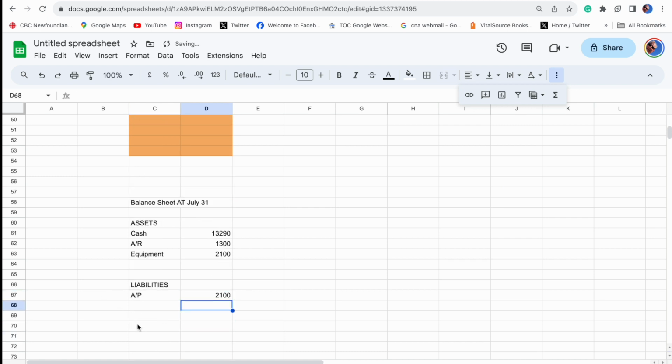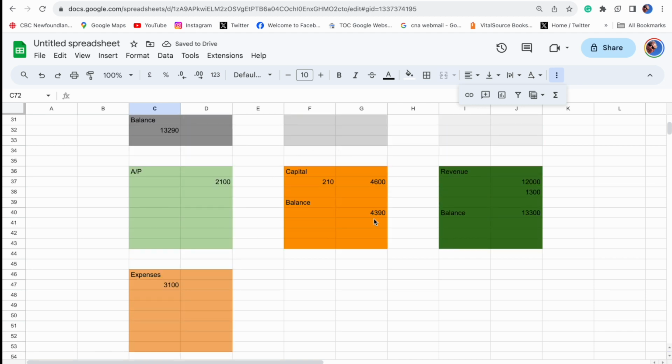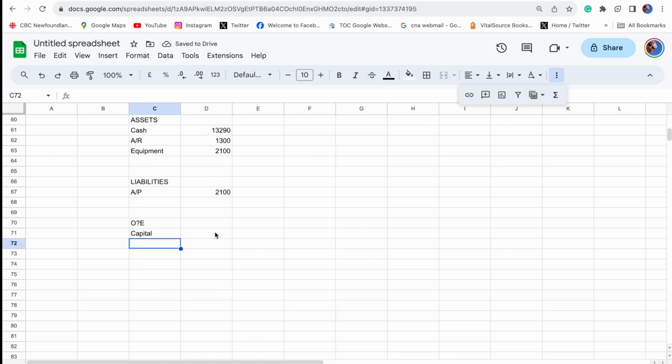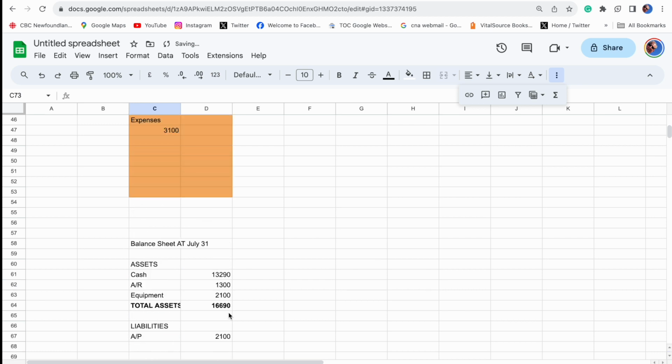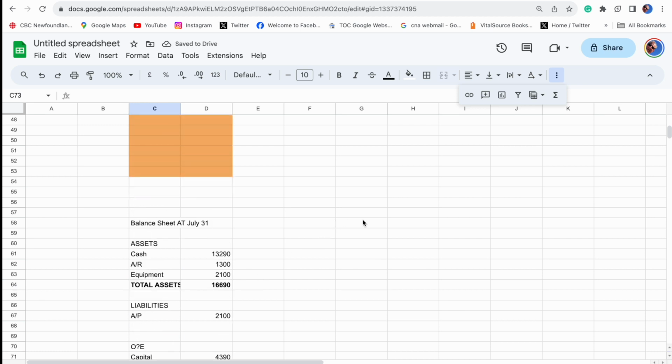Okay, and our owner's equity. When we think about owner's equity, we've got capital, and the capital account balance was $43.90. Now, one thing we're missing here is, where is our profit? We don't know what our profit is when we do our balance sheet yet, but let's go over here and do our income statement.